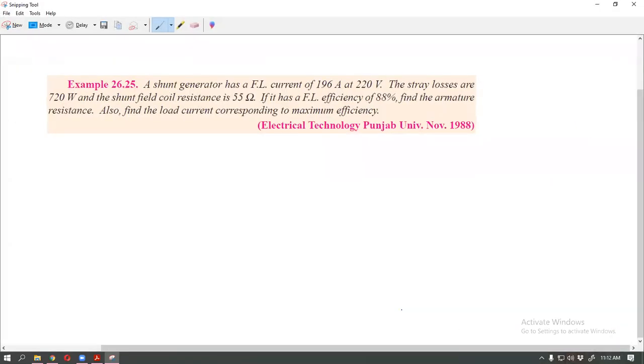A shunt generator has a full load current of 196 ampere at 220 volt. This is the shunt generator. So at first, draw a shunt generator. Quickly draw it in your notebook.